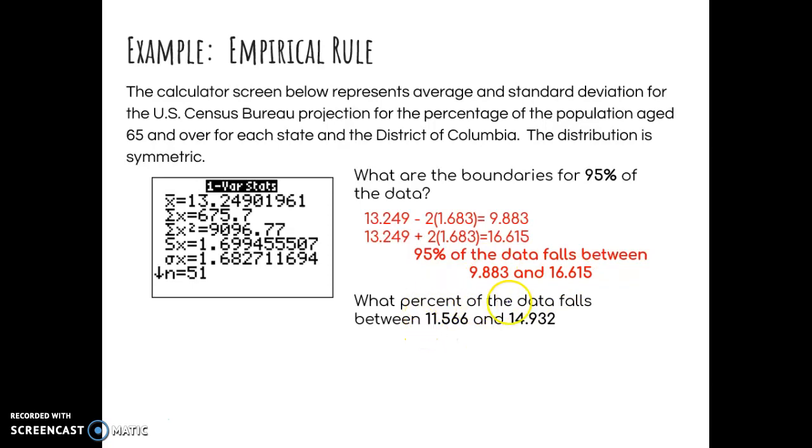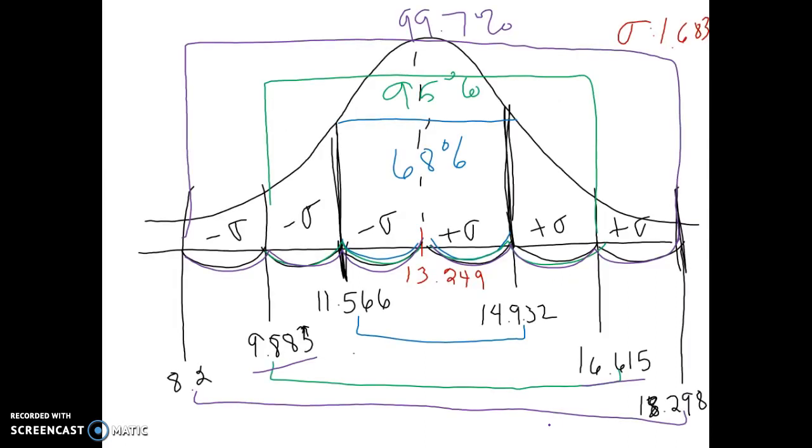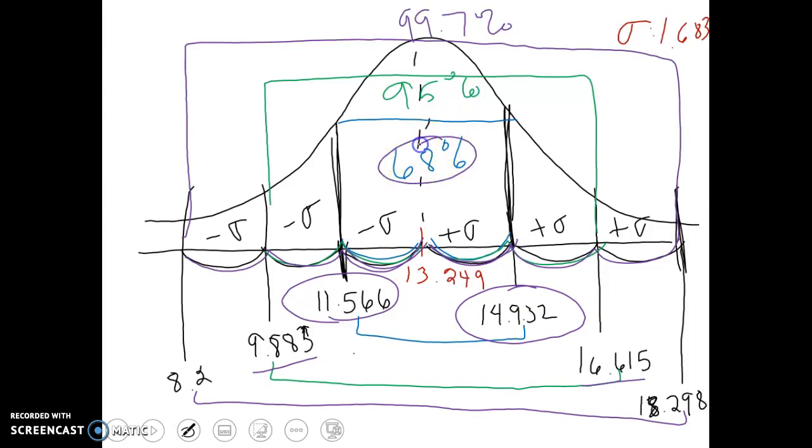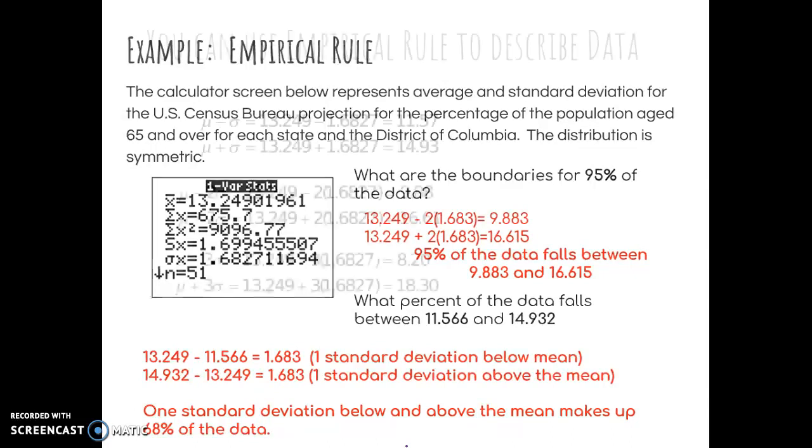Now, look at the next question. What percent of the data falls between 11.566 and 14.932? That's 1 standard deviation each way, which is 68% of the data. So 1 standard deviation below and above the mean makes up 68% of the data. And as long as they're asking questions about 1, 2, and 3 standard deviations above and below the mean, you should have no problem answering the questions.